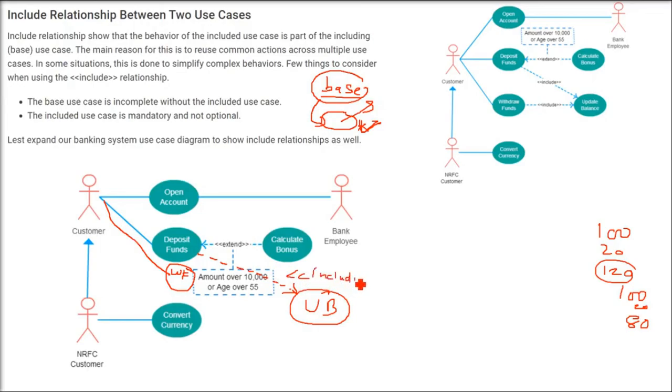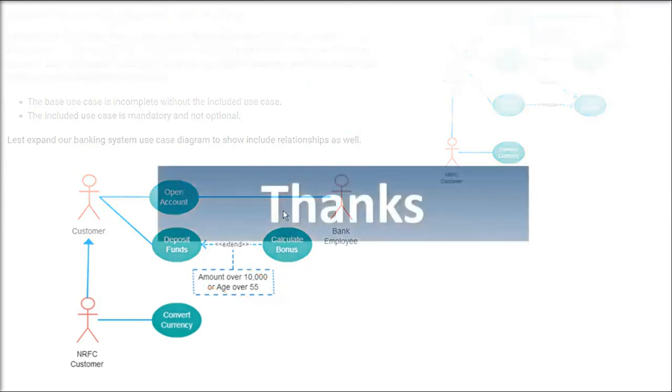It's mandatory. So you make a dotted line from there till UB, and write include in double angle brackets. As I said, use case UB will always be called whenever deposit funds is there. There are no ifs and buts. There is no optionality. I hope you got the idea. So this is the basic idea of the way you do it.